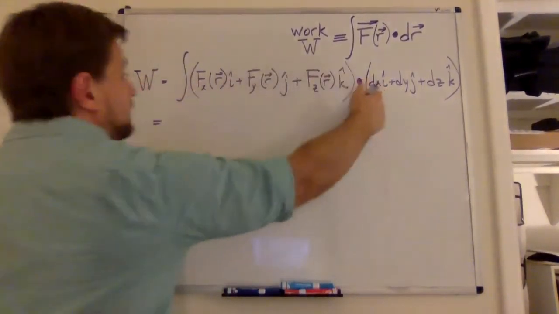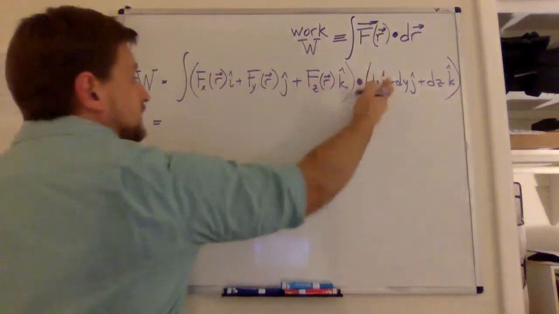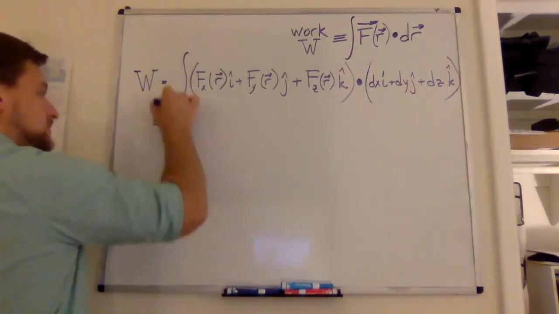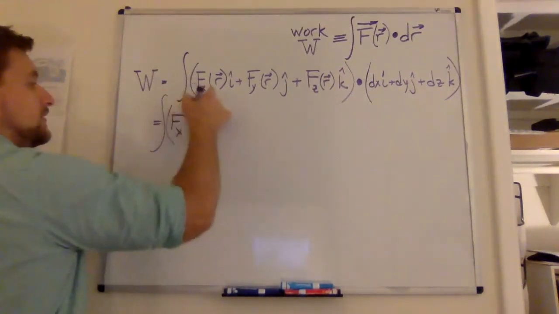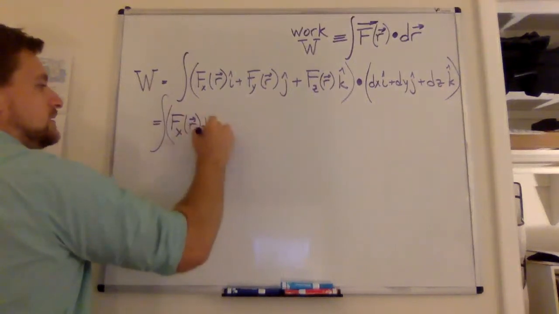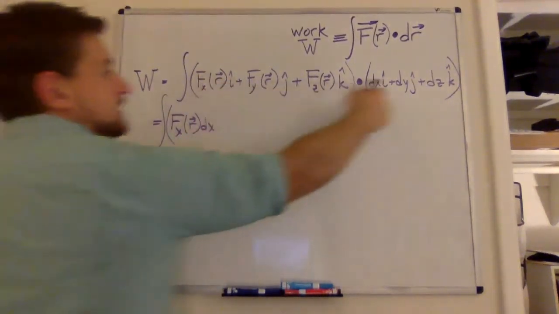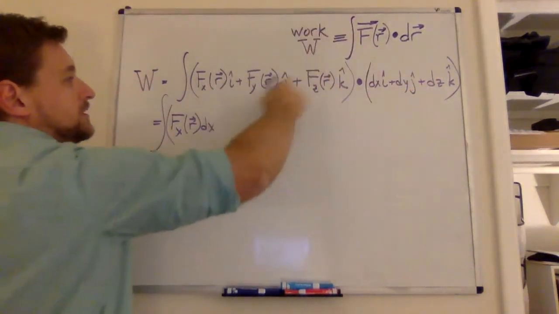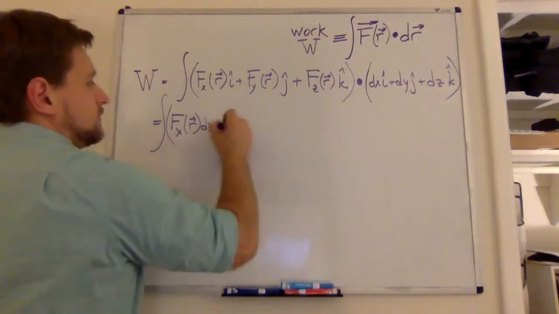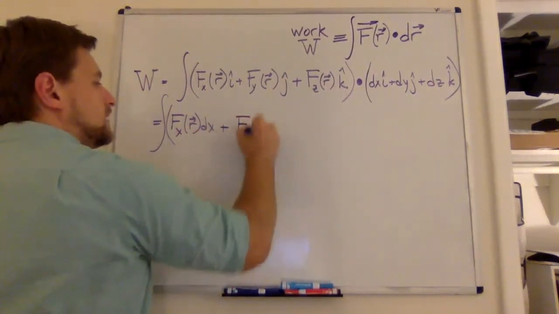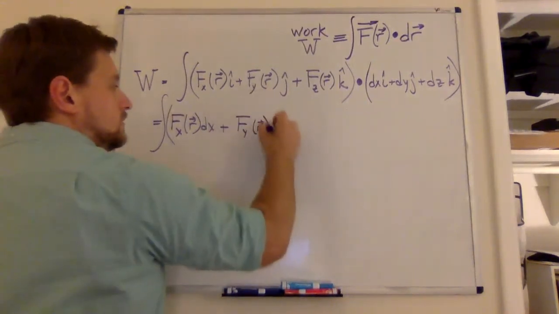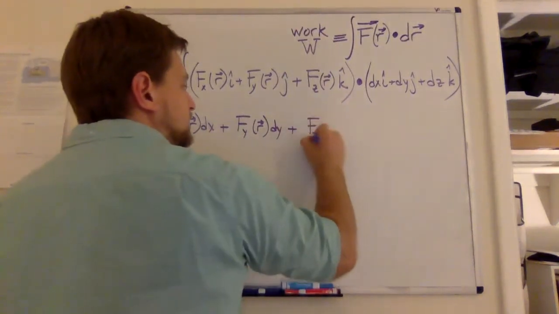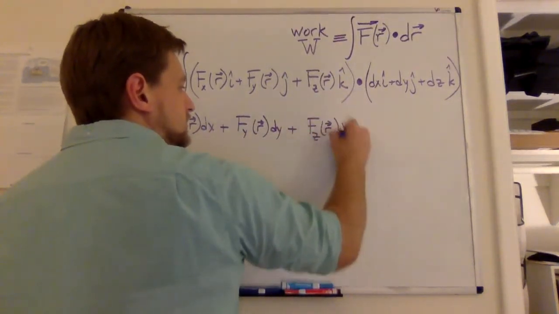We multiply the i's, and i dot i is 1. F sub x, so this is the integral of everything here. F sub x as a function of r dx. We multiply i and j. i dot j is 0, i dot k is 0. The only terms that survive are the j's and the k's. Plus f sub y as a function dy plus f sub z as a function dz.